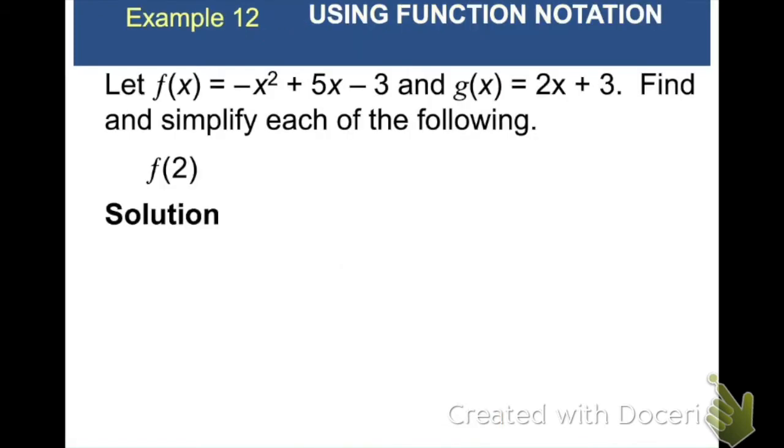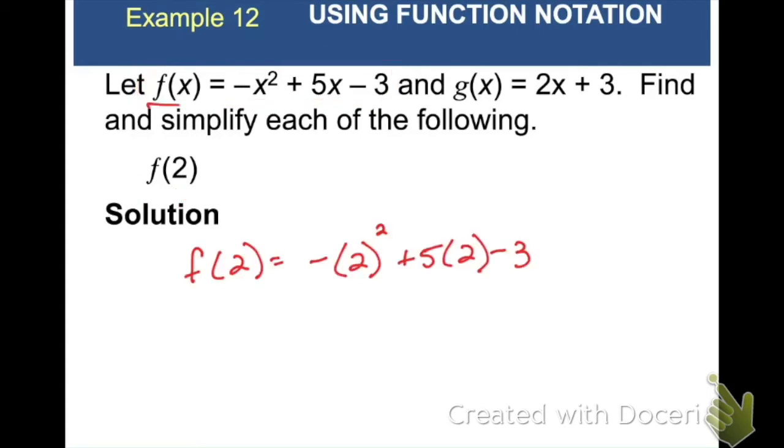In your homework, they're going to ask you to do something like example 12. So they give you two functions. They give you an f of x, that's one equation, and they give you a g of x, that's another equation. And then they'll ask you to do different things. So in example 12, this one is asking you to find f of 2. The f means you're going to use the f equation, and the 2 is saying you're going to replace all your x's with 2. So I took my f equation, and wherever I saw an x, I put a 2. And I actually put parentheses around it. You don't have to, but that helps me.